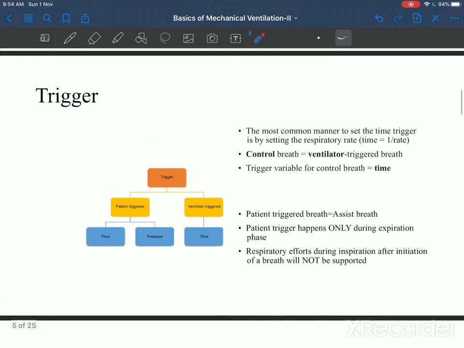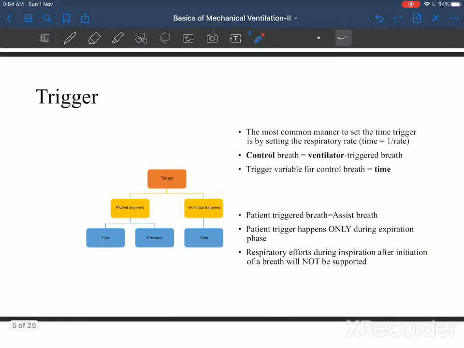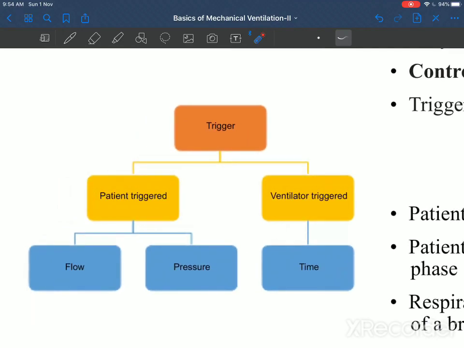Next we will talk about trigger. So what is trigger? Trigger is the variable that starts an inspiration. When you generally say phase variable, it actually means the variables that determine the start, continuation and end of inspiration. Keep it as simple as that. So trigger can be patient triggered or ventilator triggered.